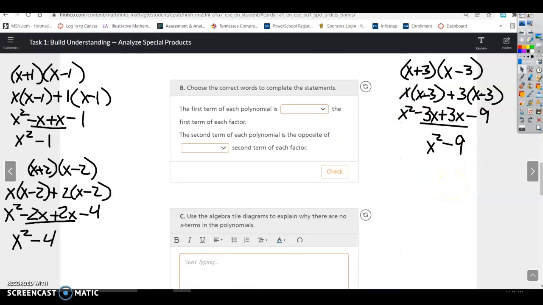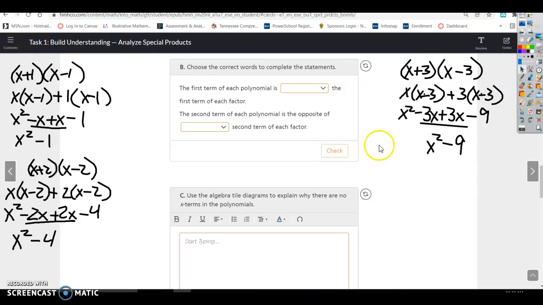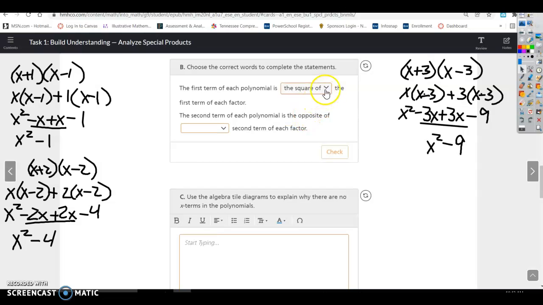It says choose the correct words to complete the statements. The first term of each polynomial is the square of the first term of each factor. That is true because x times x is x squared. The second term of each polynomial is the opposite of the second term of each factor squared. This term is this number squared, but it's opposite in sign because you have a plus and a minus, which gives you a negative.